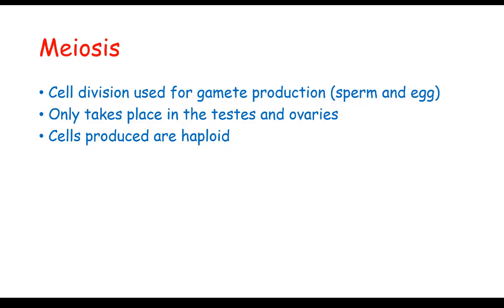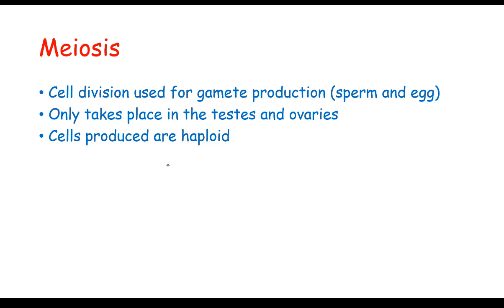Now the next little part is another type of cell division known as meiosis. So this is cell division, but it's only used for gamete production, for sperm and eggs. So this means that it only takes place in the testes and ovaries, which are the organs that produce the sperm and the eggs, and the cells that are produced are haploid.